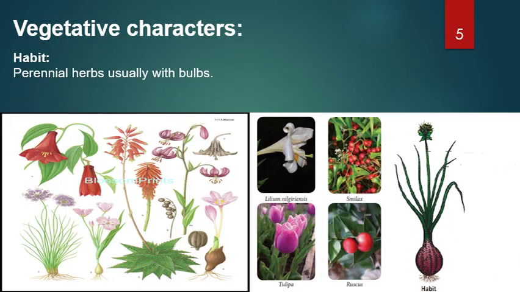So now we discuss the habit. The plants live for several years. So these plants are perennials, and these plants are green and small in size, due to which they are herbs, and usually they produce bulbs. A bulb is a specialized, reduced, short underground stem composed of a broadly conical disc.